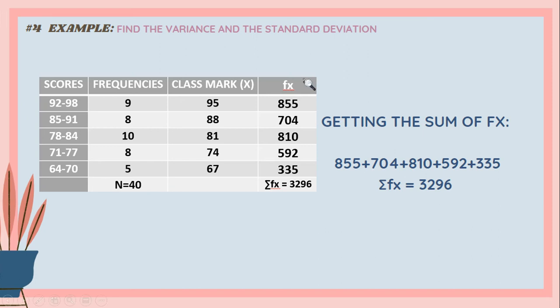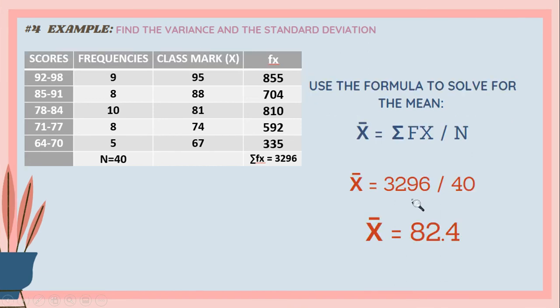And then, after getting the answers for fx, you need to get its sum. So 855 plus 704 plus 810 plus 592 plus 335 is equals to 3,296. So that will be our summation of fx. So after finding the summation of fx, you are now going to solve for the mean. So 3,296 divided by 40 is equals to 82.4. So 82.4 will be our mean for this given data set.